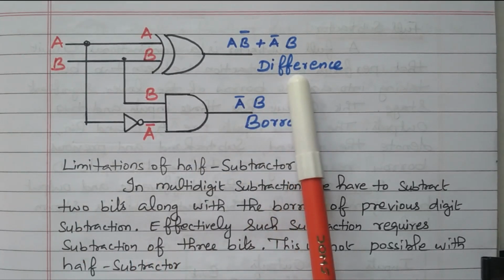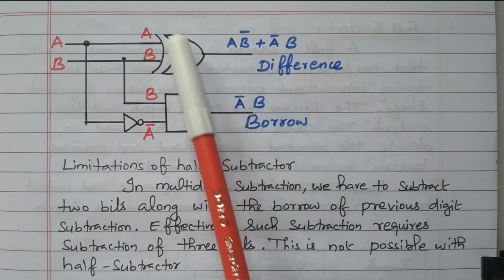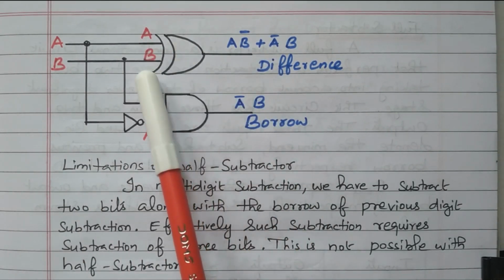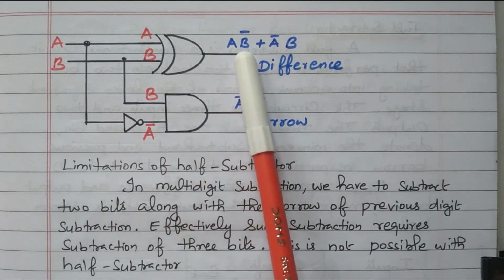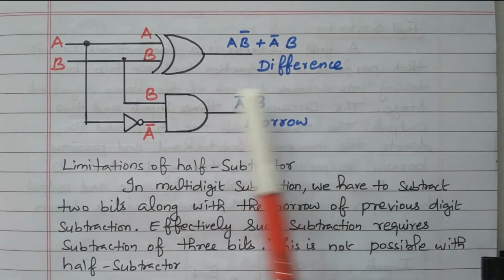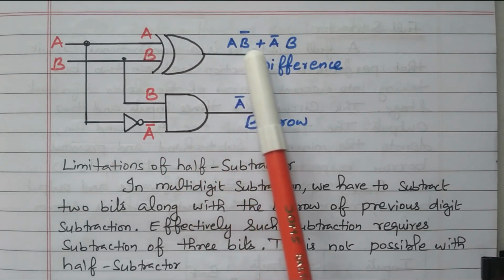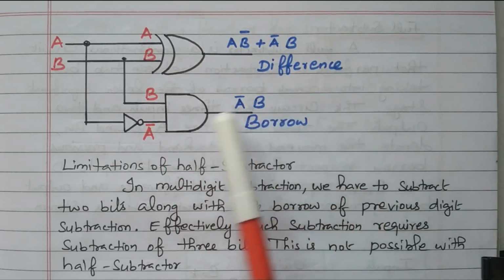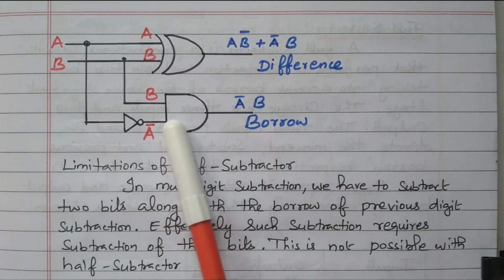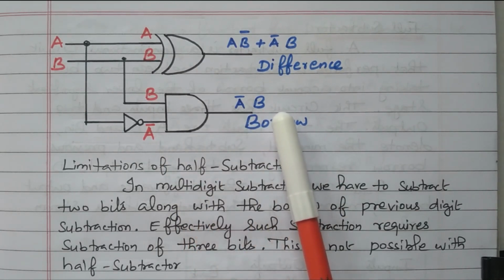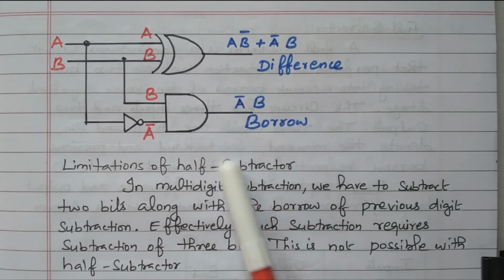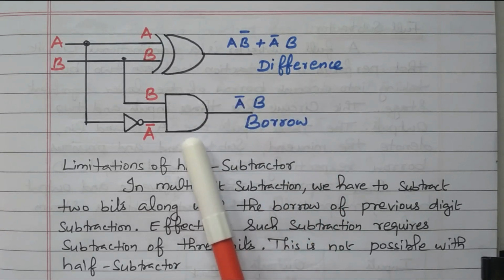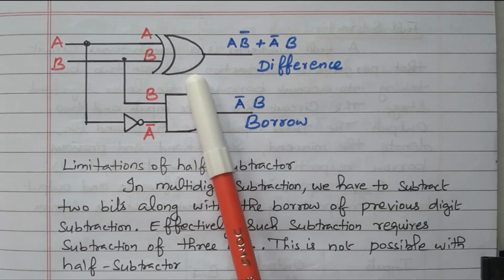What is the difference? Difference is nothing but an XOR gate. Simply by using an XOR gate with inputs A and B given directly, we get A B bar plus A bar B. So this XOR gate will produce the difference output, and this AND gate will produce the borrow output. So we got the half subtractor, with borrow and difference, using this logical circuit. Here we have the AND gate, here we have the XOR gate.